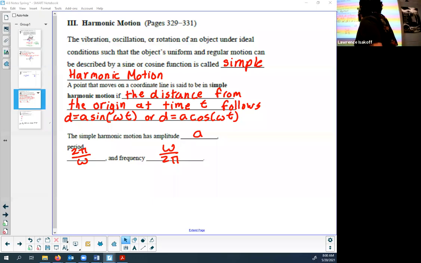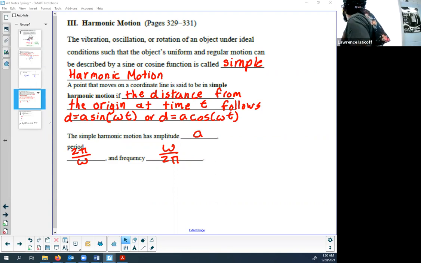such that the object's uniform and regular motion can be described as a sine or cosine function, is called simple harmonic motion. So ideally, a spring, if I pull it down and let it go, it keeps going up and down. That's the idea of simple harmonic motion there.